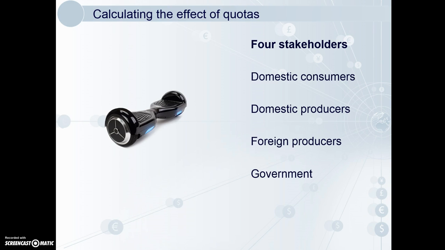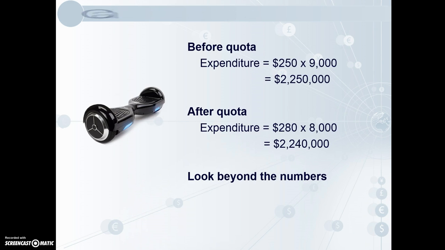Again, we're looking at the four stakeholders. They're the same: domestic consumers, domestic producers, foreign producers, and the government. Okay, consumers. Before the quota, they're spending $2.25 million. $250 times 9,000 boards. So again, in this case, total expenditure is less.